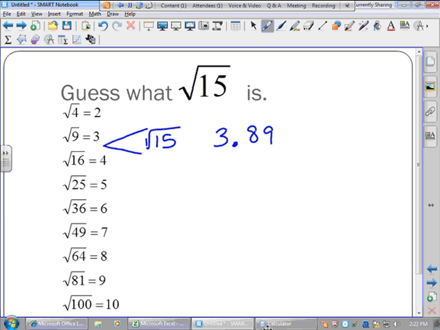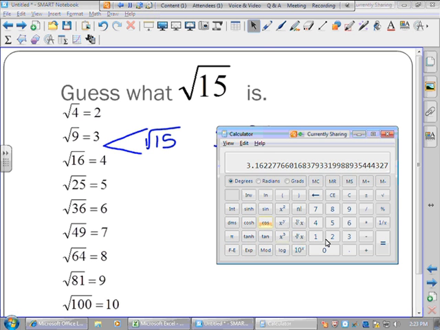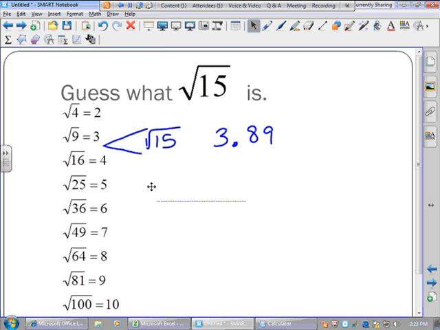Let's do it on the calculator and see. Let's do 15. And it's 3.87. So my guess wasn't exactly right, but we were just guessing. And so if you have a multiple choice test and you're just guessing anyway, you should be able to guess fairly closely. When you get into higher math classes, you're going to fine-tune what a square root is and find out more about it.